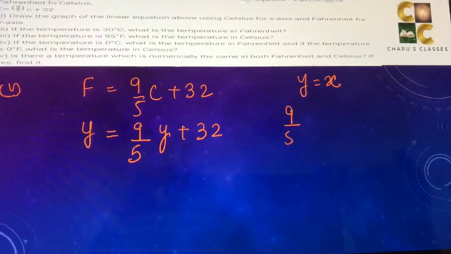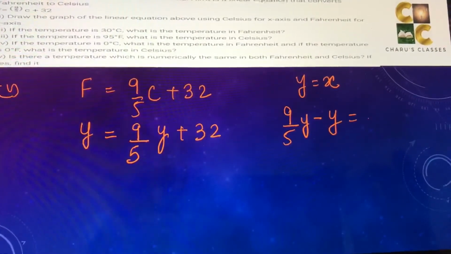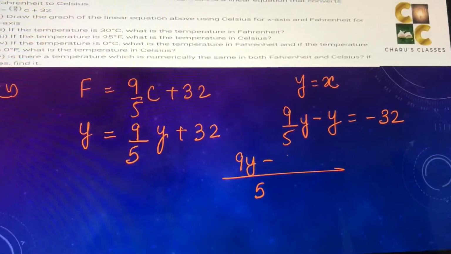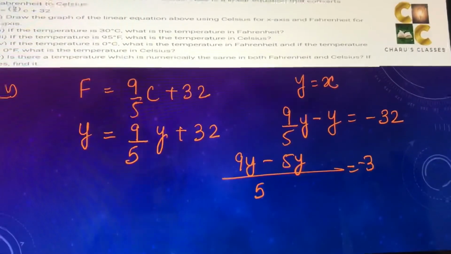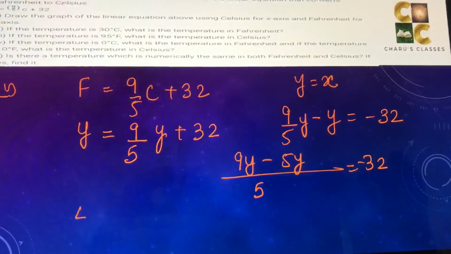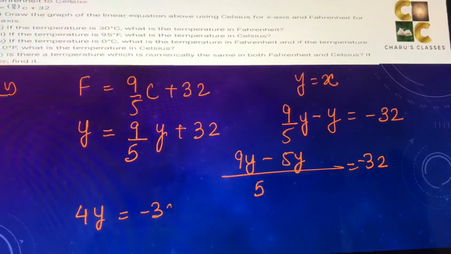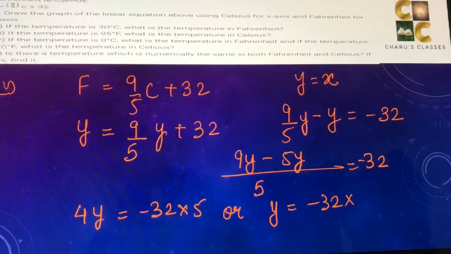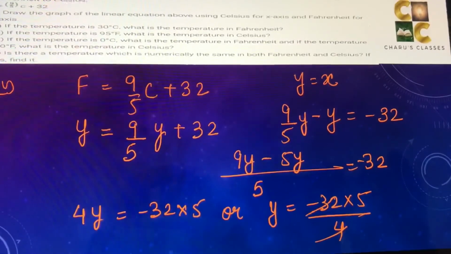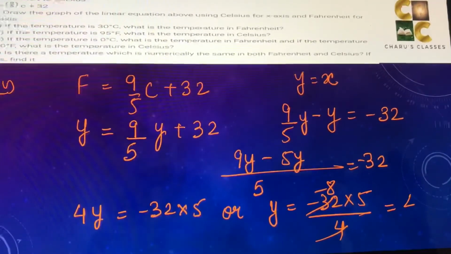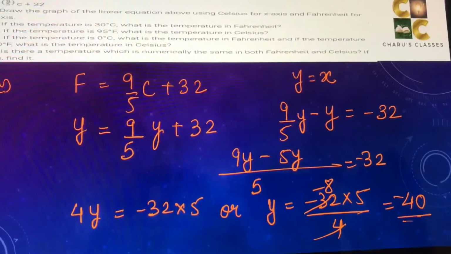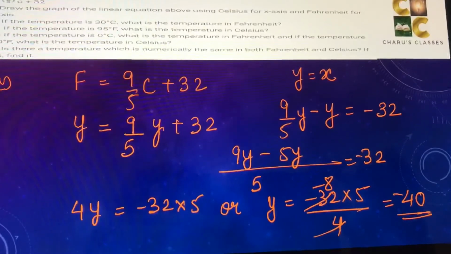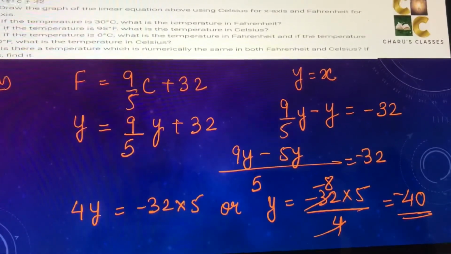or I can write 9 by 5y minus y is equal to minus 32. I'll take a common denominator, 9 minus 5y by 5. This is minus 32. Or we can write 4y is equal to minus 32 into 5, or y is equal to minus 32 into 5 by 4. This will cancel. Minus 8 into 5, that is minus 40. So minus 40 is a temperature such that on Celsius scale and on Fahrenheit scale, it is equal.